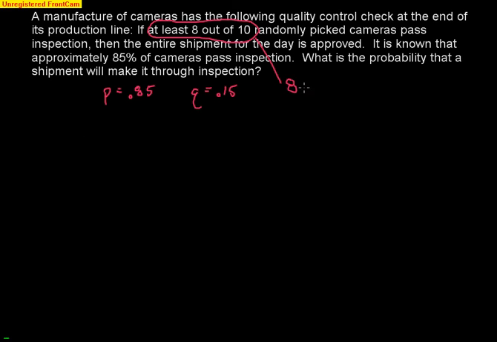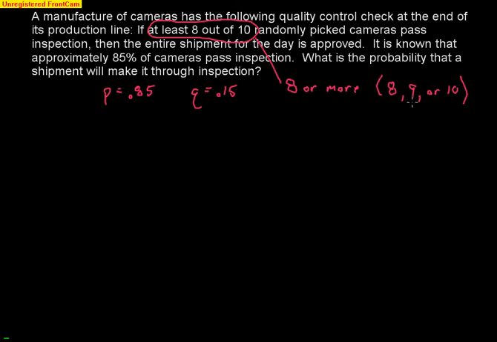That means 8, 9, or 10, right? Because it said out of 10. So 8, 9, or 10 would be 8 or more, at least 8. We have to get all that straight. We have to do this problem 3 times and then add all the results together, because it could be any one of these results.